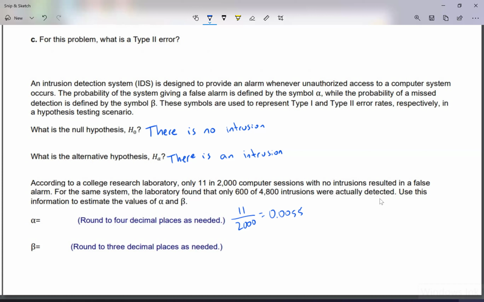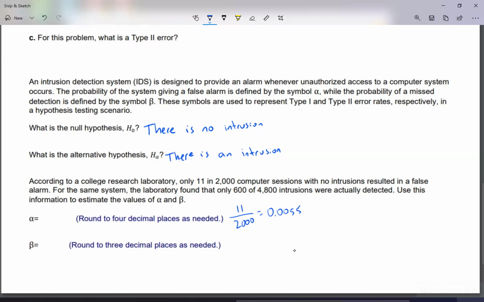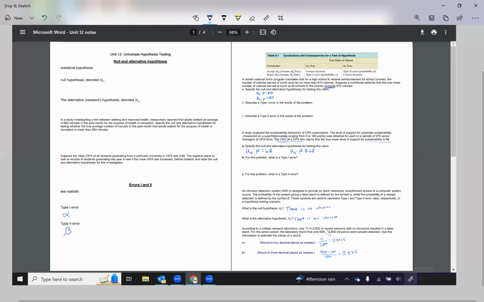So how many were not detected? I'm just going to go 4,800 minus 600. That's going to tell me how many were not detected. Now 4,200, right? Because I'm going to divide this by 4,800, because there were 4,800 intrusions. So 4,200 divided by 4,800, according to my calculator, is 0.875. I see my instructions, it says round to 3 decimal places as needed. I have 3 decimal places, so that's good. That's how we figure this out. Let me zoom out so you guys can see what we did.